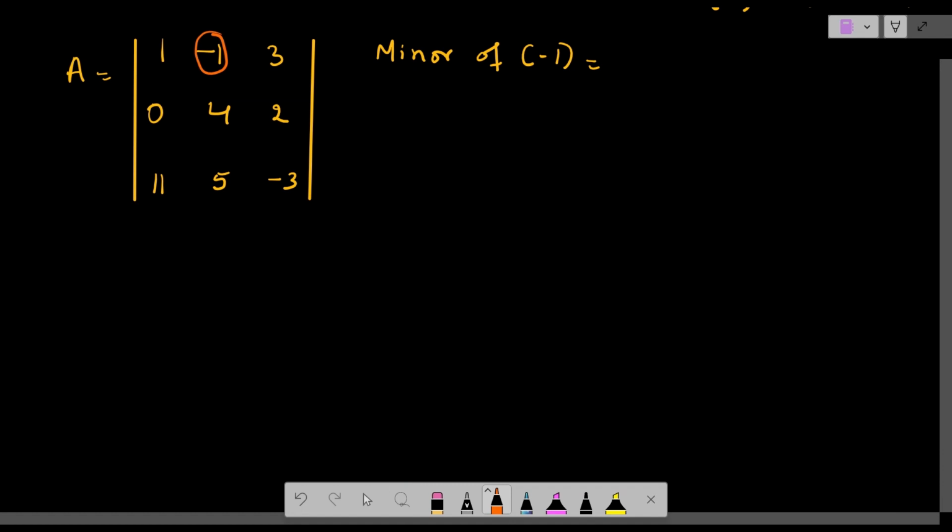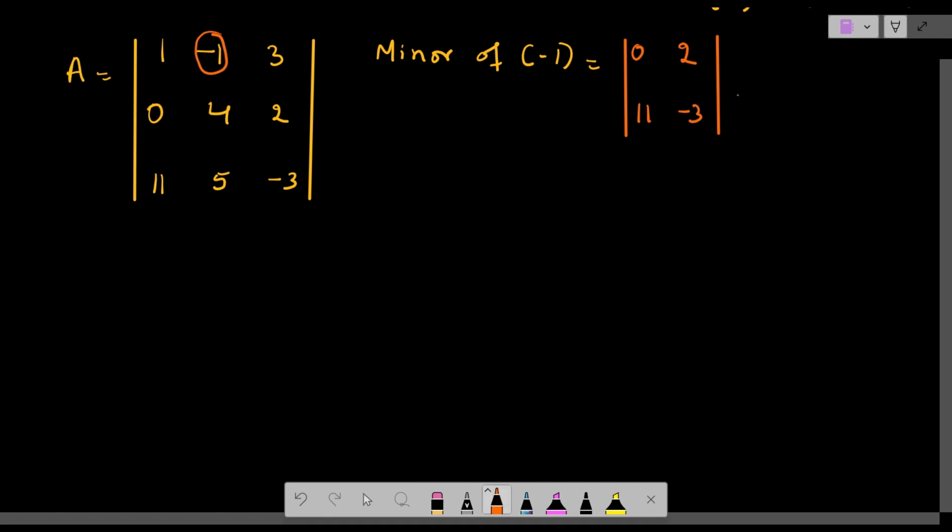So the minor of minus 1. Let us calculate this. For a minor, no need to consider the sign for each and every element. What we have to do is take the determinant avoiding the row and column of this minus 1. So avoid this row and column. What is the remaining determinant? We'll have 0, 2, 11 and minus 3.